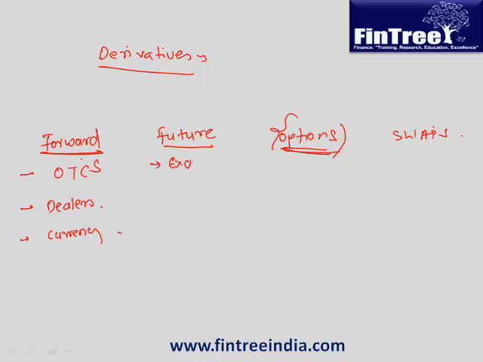Future contracts are exchange traded, and therefore you would be interacting with brokerages here. Now tell me, options, are these OTCs or are these exchange traded? Options are both. Okay. So options have a lot of types in them. So they could either be OTCs or they could also be exchange traded. And how about swaps? Swaps are mostly OTCs, except certain types of swaps which are also available these days on an exchange. But in most of the cases they are OTC contracts.